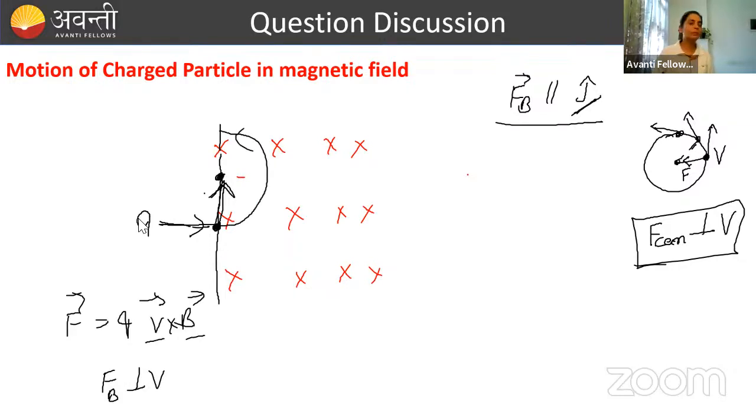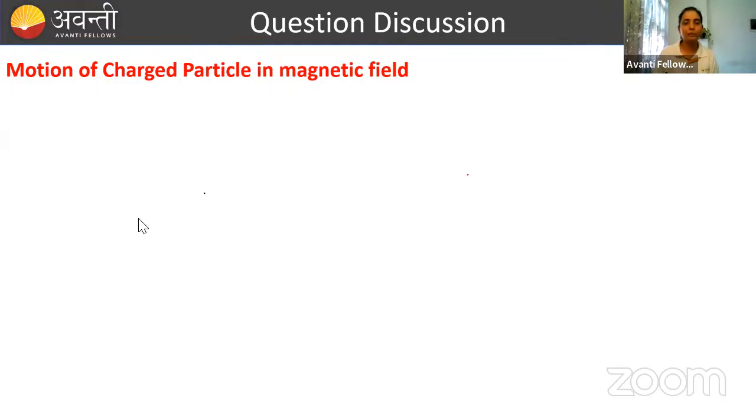So this will be the trajectory. Determining the trajectory is very important. Now let's go on to the value of the radius. So how will we calculate the value of the radius? Very simple. The magnetic force value is QVB sine theta, because it is V cross B.